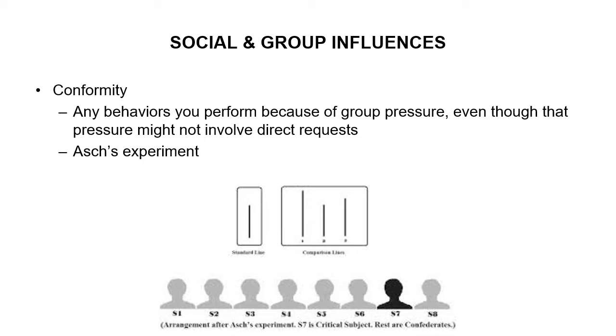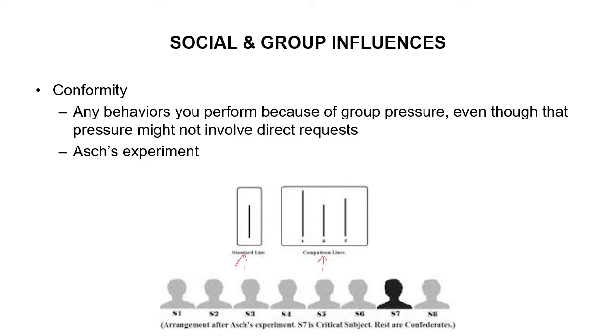So conformity is any behavior that you perform because of group pressure, even though that pressure might not involve direct requests. What you see here and what you're going to see in the video on the next slide is the Asch experiments, where there was a line in one picture and then three different lines in another picture, and you had to say which line in the second picture is the same length as the line in the first picture. It looks like 2 is the same length.